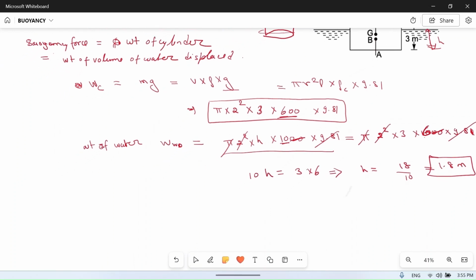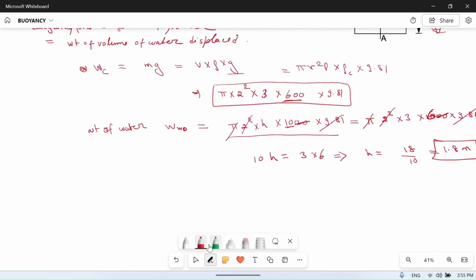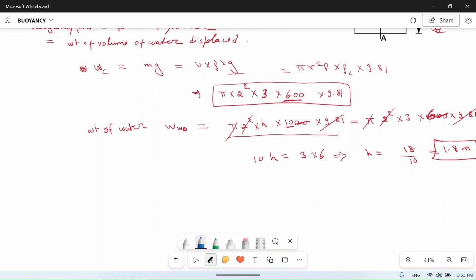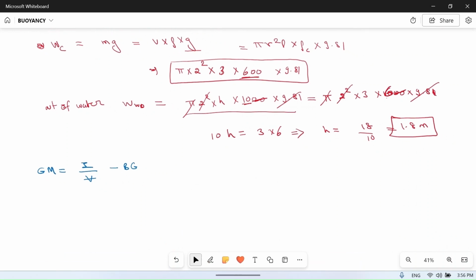Now what is the formula? The formula for metacentric height is GM is equal to I by V minus BG. So we will find I, V and BG. After finding these we can easily find the metacentric height.